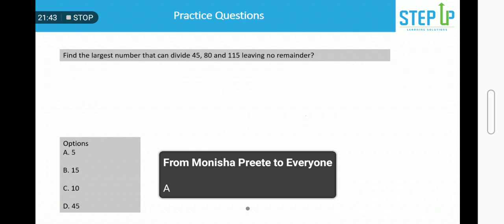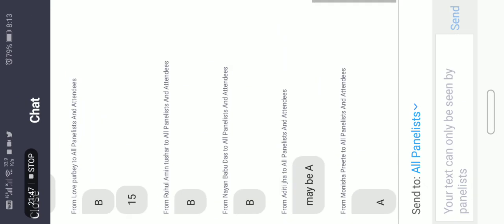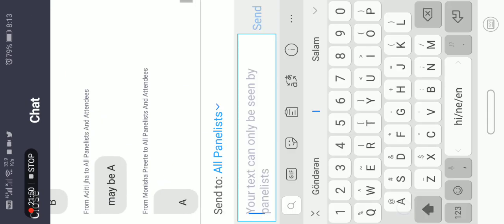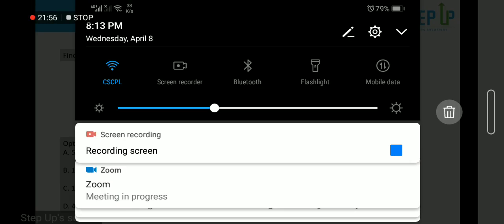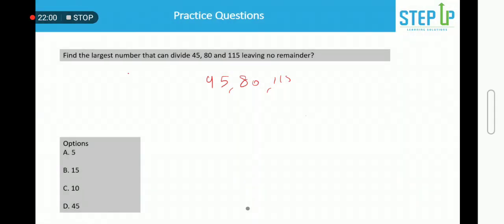Yes, friends, 15 done. Same thing, guys. We have done it. Right? Largest number that can divide 45, 80, 115. See, divisors is nothing but factors, right? A divisor is nothing but a factor. So, which is the largest factor that divides these?